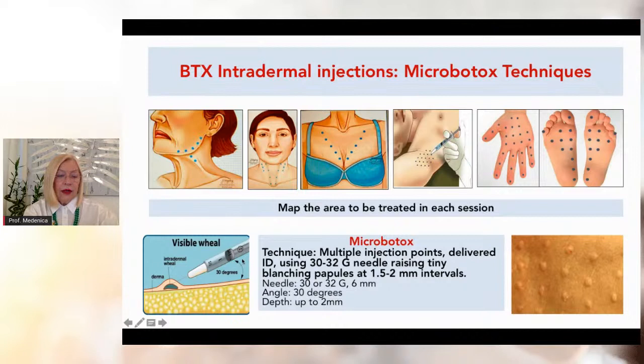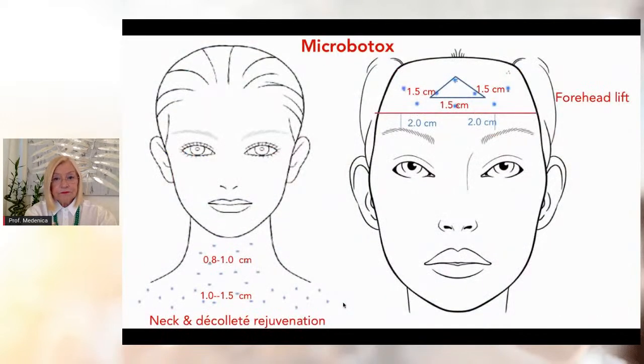You should go at an angle of 30 degrees to achieve these intradermal injections and to achieve these tiny blanching papules. And because of different skin thickness, let's go up to 2 millimeters when you're going with intradermal injections of botulinum toxin, when you are going with the Microbotox technique.